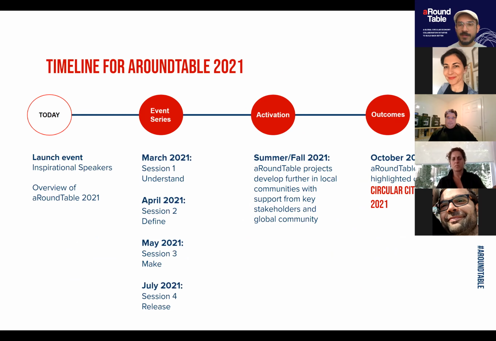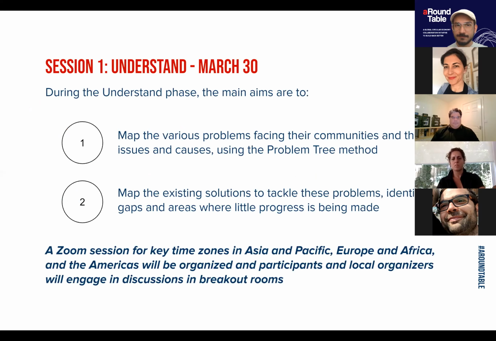And then in the summer, essentially have time for some of these ideas to further develop and get activated through pilots or initial example projects. And then what we hope to do is by the end of this year, in October 2021, when we have Circular Cities Week, we'd love to be able to highlight some of the projects that come out of this process and how different communities are activating circular economy solutions in their communities. So that's the process that we plan to follow with the roundtable process.